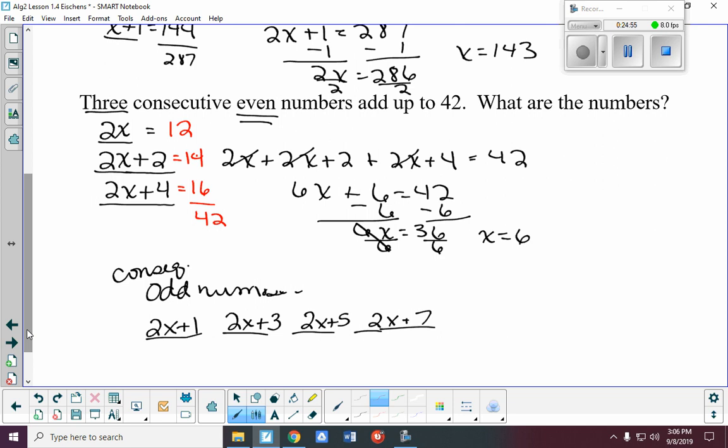Now, if they were consecutive odd numbers, the way that we force that to happen is we know that 2x is always going to be even. So if you add 1 to it, it would make it an odd number. So your first odd number is 2x plus 1. The next one would be 2x plus 3. The next one would be 2x plus 5, and so on.